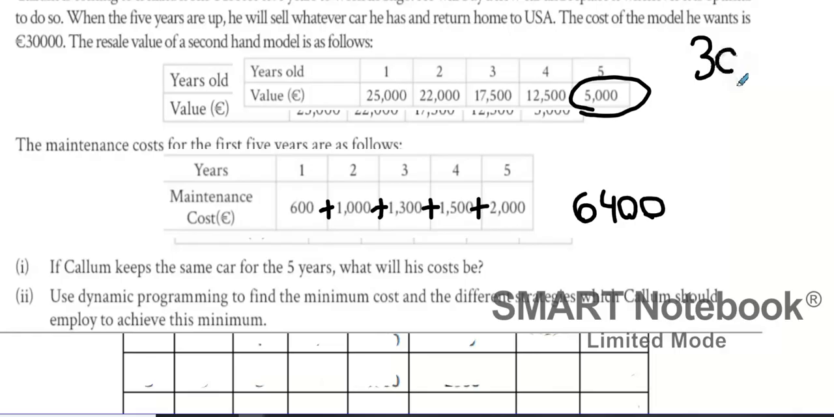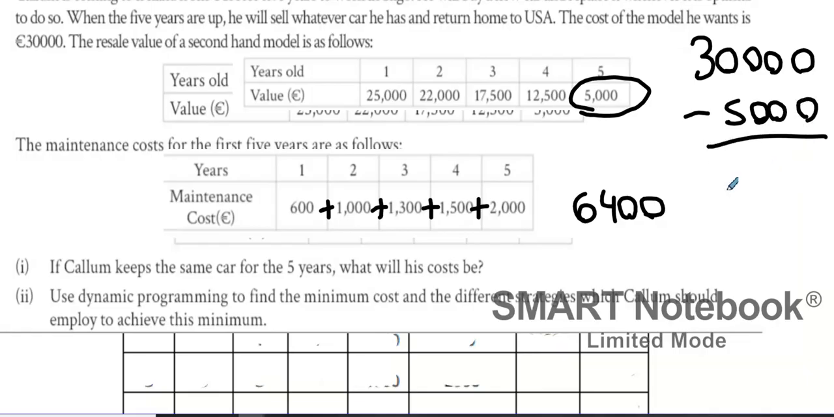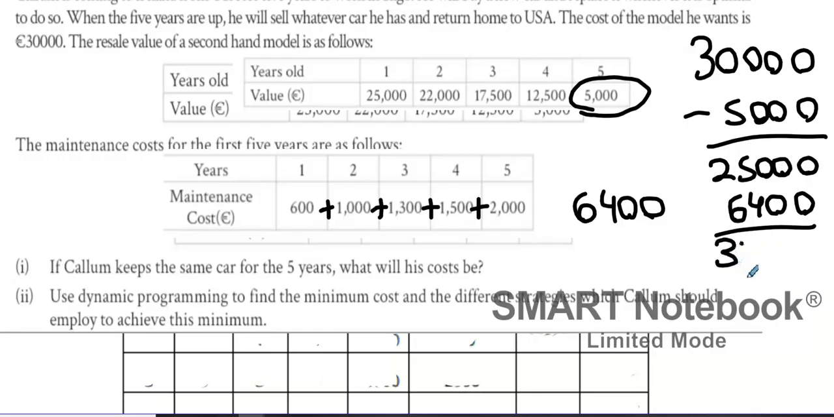So 30,000 is how much the car cost him. He can resell it for 5,000, which means how much money did he lose? He lost 25,000, and then he spent 6,400 on repairs, which gets you what? 31,400. Does that make sense? And that is your cost, 31,400. Generally speaking, yeah. So that's not great.